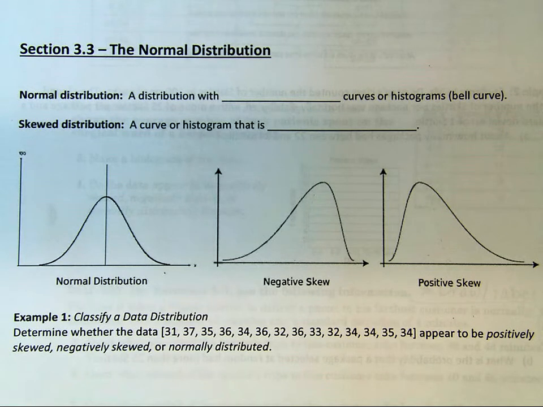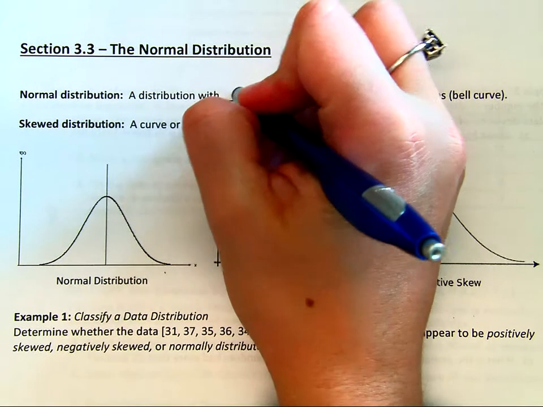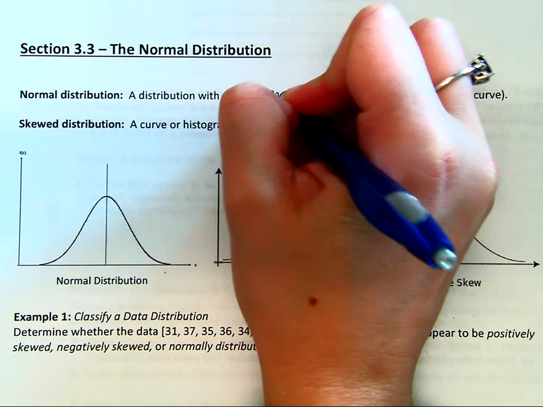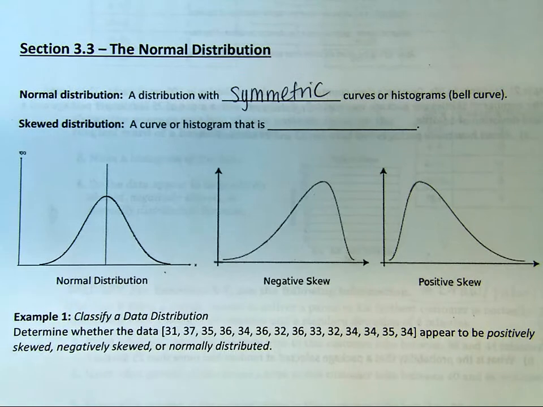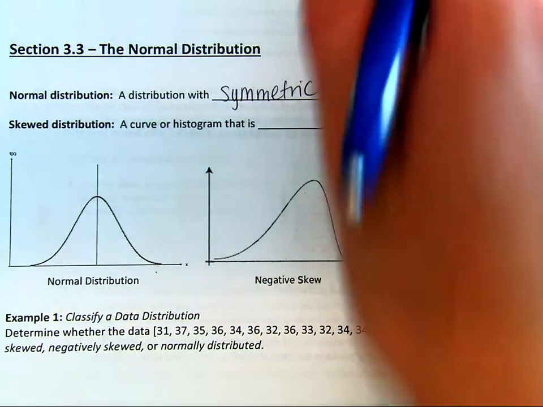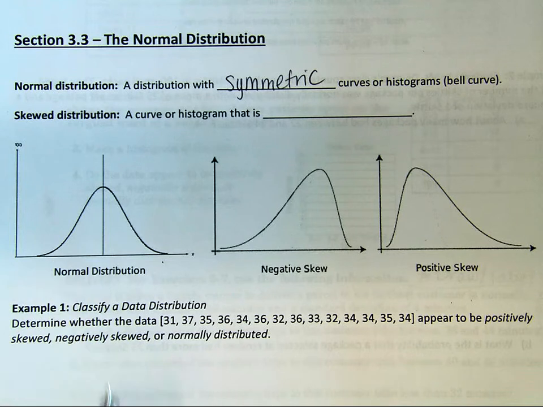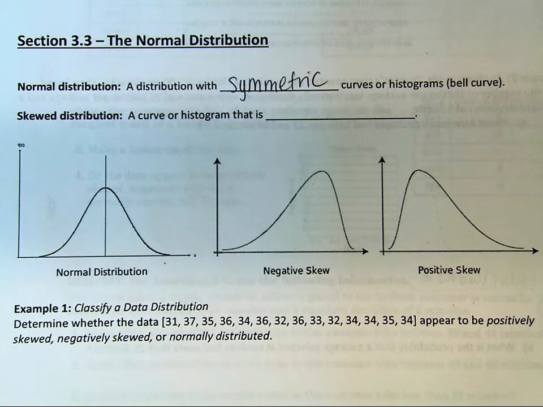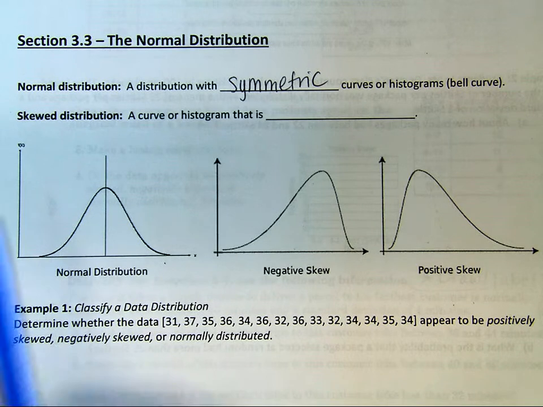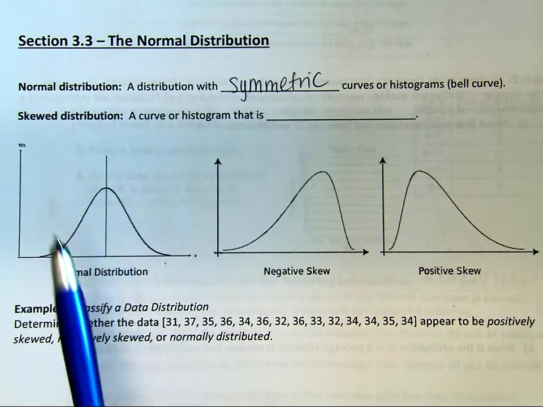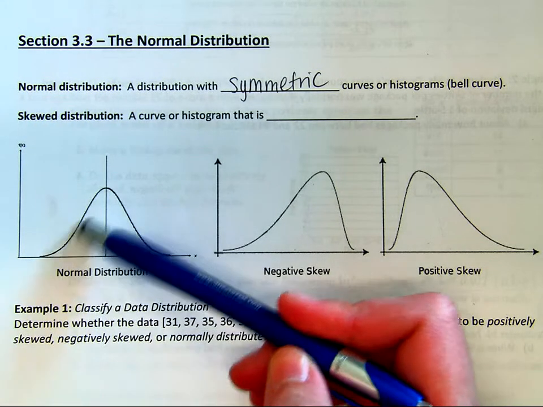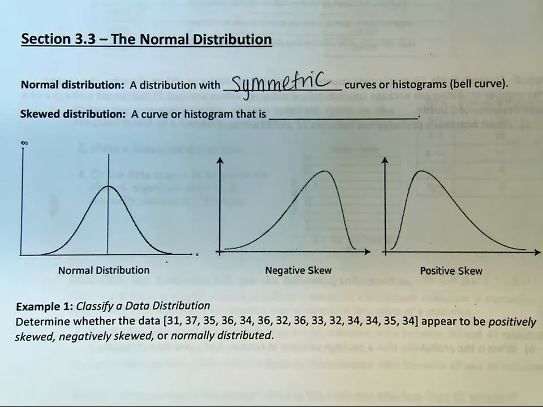Today we're going to be talking about the normal distribution. So what is normal distribution? It is a distribution with symmetric curves or histograms. So in other words, it's going to form a bell curve, kind of like this picture here, kind of like you formed when you used the sticky notes and put them on the board yesterday. When they formed that bell shape, that was a normal distribution. So it was symmetric. So it's the same on the left side as it was on the right side.